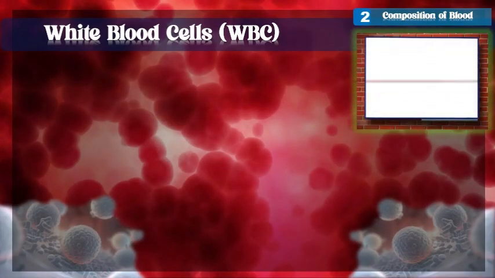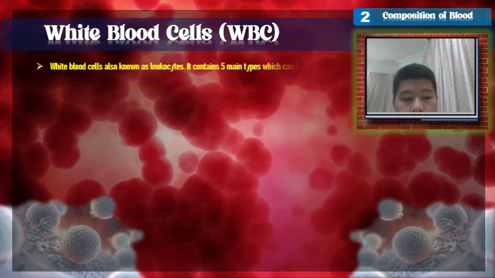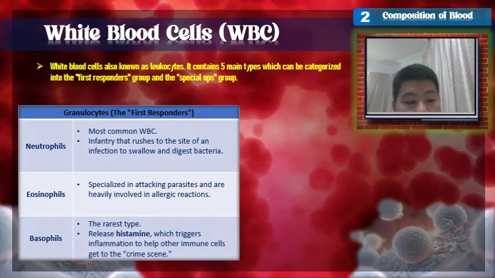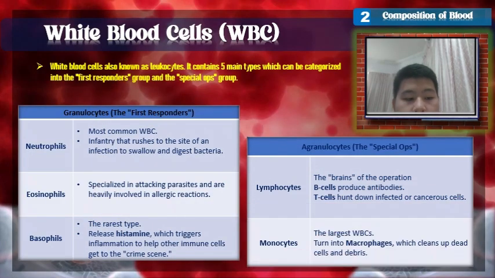White blood cells, also known as leukocytes, contain 5 main types which can be categorized into the first responder group and the special op group. Granulocytes, the first responders. Neutrophils, the most common WBC, are infantry that rush to the site of an infection to swallow and digest material. Eosinophils specialize in attacking parasites and are heavily involved in allergic reactions.